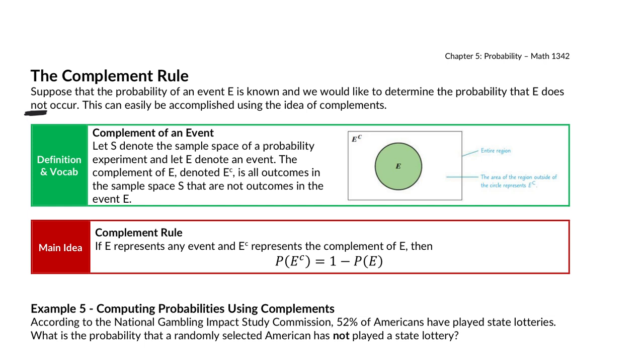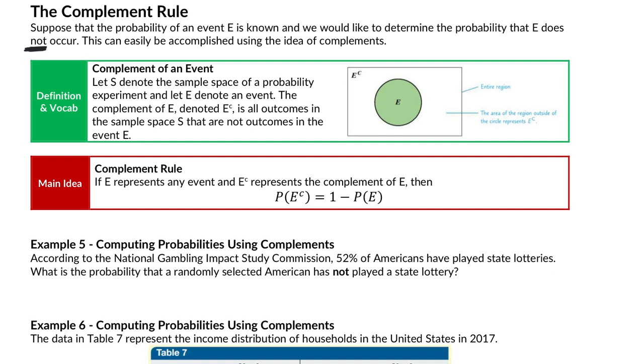Okay. Now the complement rule is really quite simple. It makes a lot of sense. We would say that the probability that E complement will occur is equal to 1 minus the probability that E does occur, which makes sense. Probability has to add up to 1. So E and E complement should add up to 1. So if we solve that for E complement, we're just subtracting the probability of E.